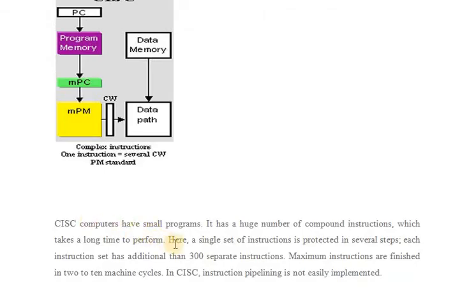CISC computers have small programs. It has a huge number of compound instructions which take a long time to perform, but while we are comparing to RISC, here a single set of instructions is processed in several steps. Each instruction set has more than 300 separate instructions. Maximum instructions are finished in 210 machine cycles. In CISC, instruction pipelining is not easily implemented, but in RISC, pipelining is easily implemented.